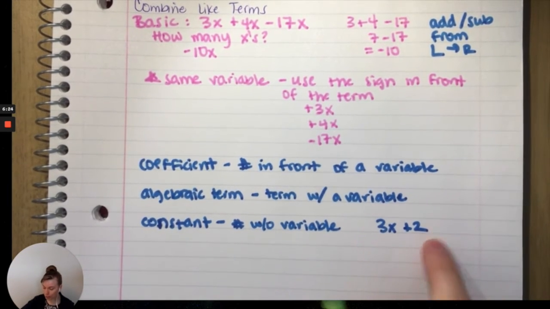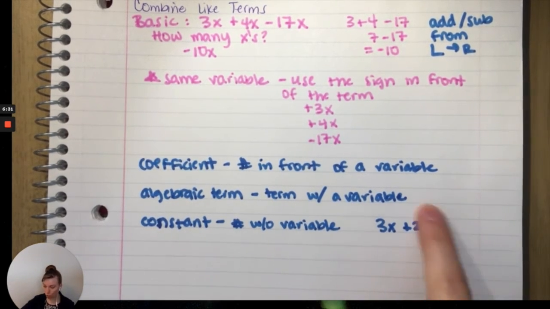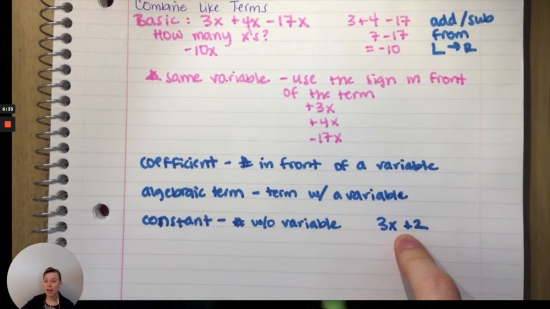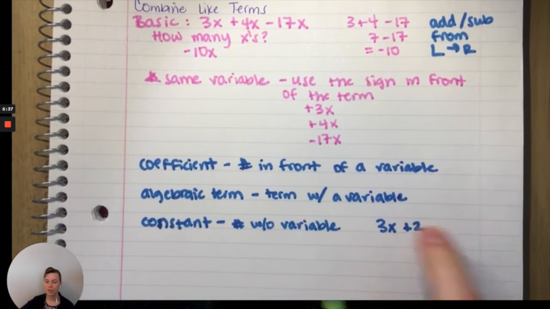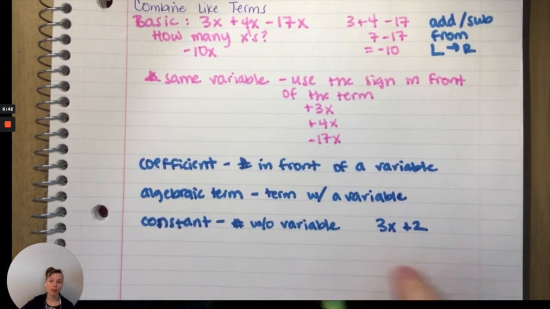This whole expression, so an expression does not have an equal sign. You're either an expression or an equation. This is a whole expression, but this is an algebraic expression because it has the x in it. If I just had 3 plus 2, that's just a plain old expression. Algebraic expressions have a variable in them somewhere, at least one.